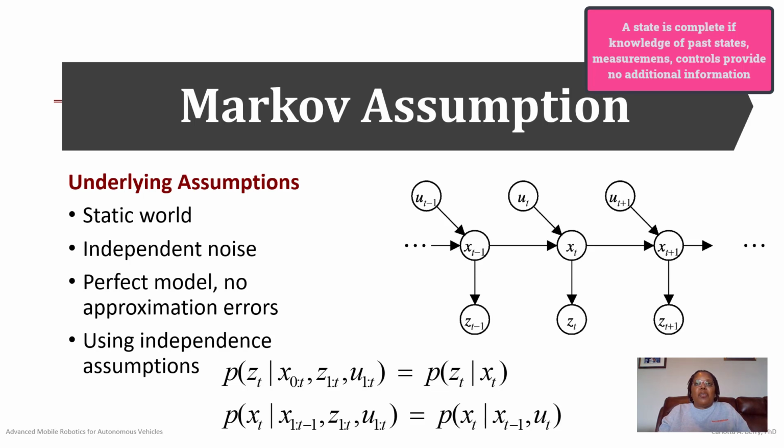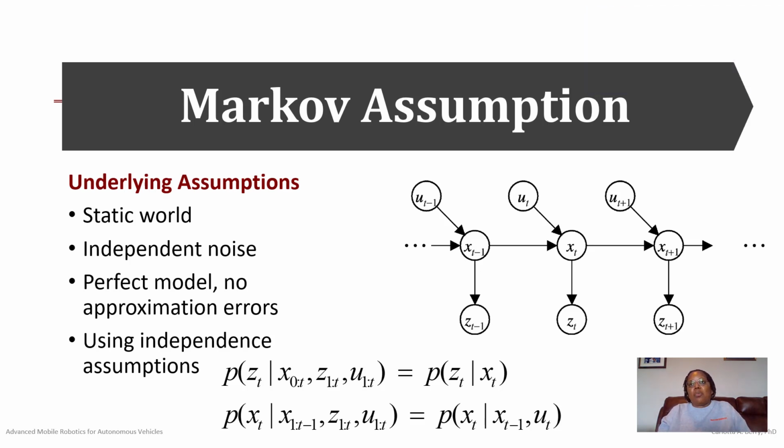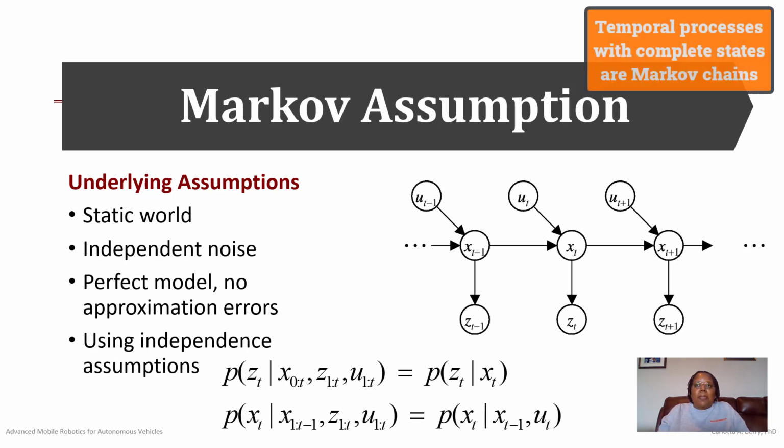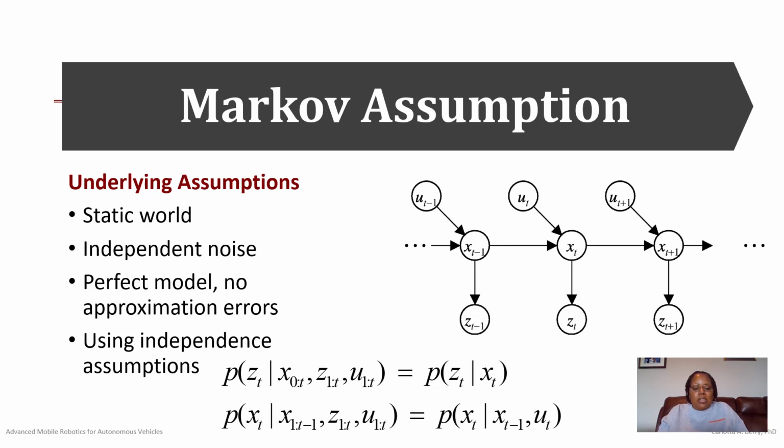So we have to make a few underlying assumptions in order to simplify the mathematics. The first one is that we have a static world. So we're going to assume that the world is not changing, and that we're going to be independent of noise, which could be from sensor error or motors of the robot. And we know that there is no perfect model, and that we're going to have some approximation errors, but we're going to assume for now that we have a perfect model, so we're not going to worry about that. And then we're going to simplify the mathematics by using our independence assumptions.